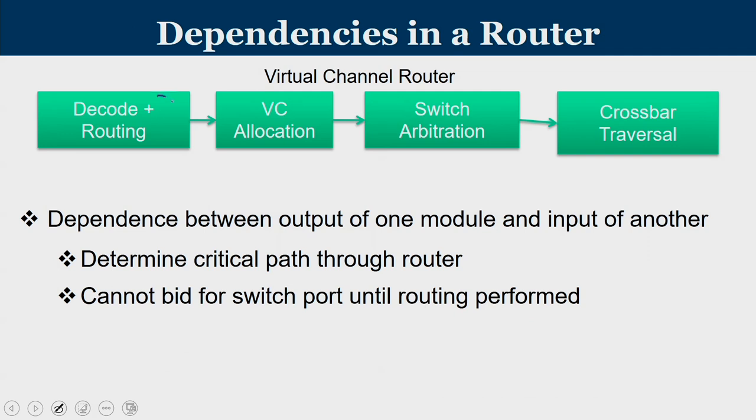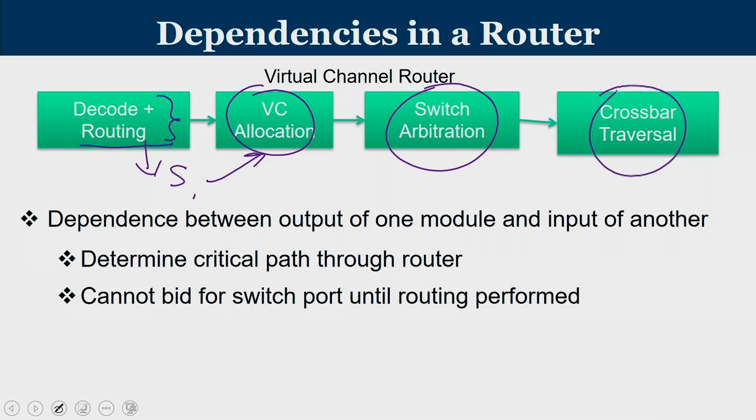If you decode what is there in the head, only then you can perform routing. Only if the routing is over can I perform virtual channel allocation. If the routing tells that your output is south, then I have to look into the south neighbor and find out whether there is a buffer available or not. That is the dependency between them. Now, if I perform virtual channel allocation, that means for a flit there is a buffer available. All those flits that got buffers reserved in the downstream router only participate in switch allocation. And those that got the switch can only traverse through the crossbar.